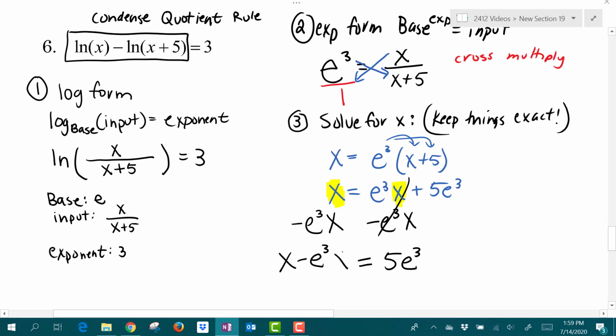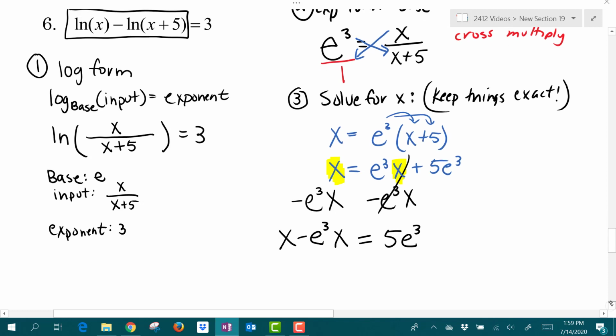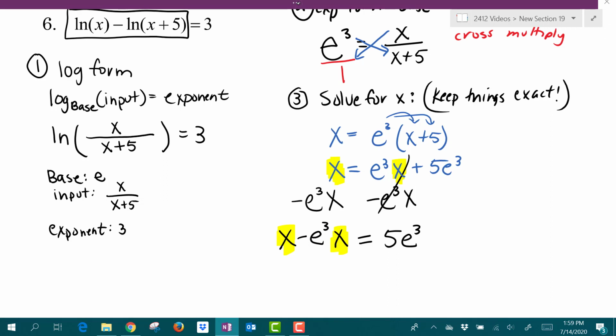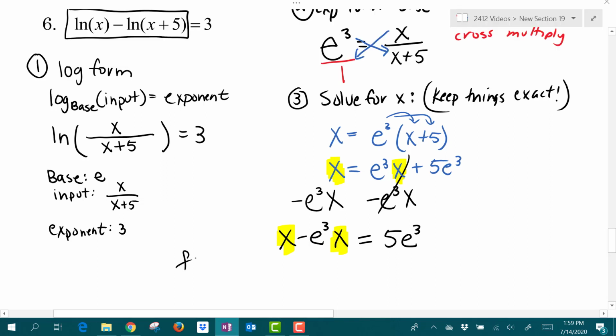Now a key thing here is that those are not like terms, so I can't combine them and keep it exact at the same time. So I'm not going to combine them. We're going to do a little trick again. So we are going to notice that we have x and x. We have an x in both terms. We are going to factor out an x. So we have an x here and x here. It's a common factor. So I'm going to write that as x times 1 minus e to the power of 3. Now you can check your factorization by multiplying the x back into both terms, redistributing it, and make sure you get what's above.